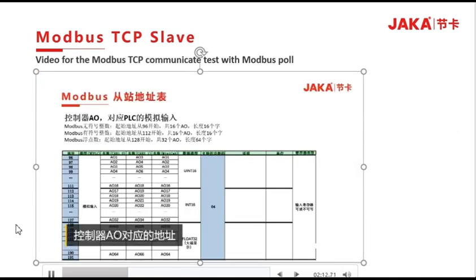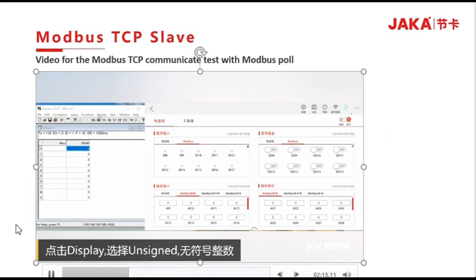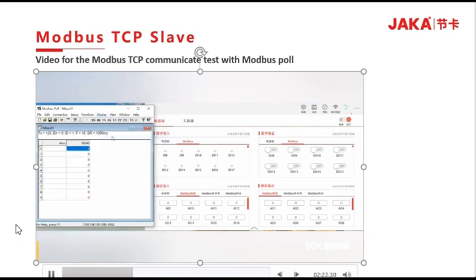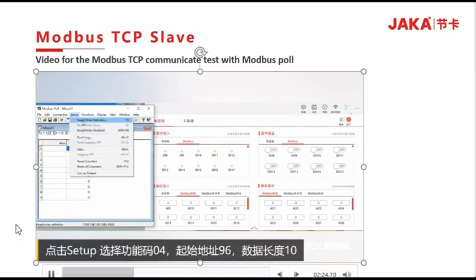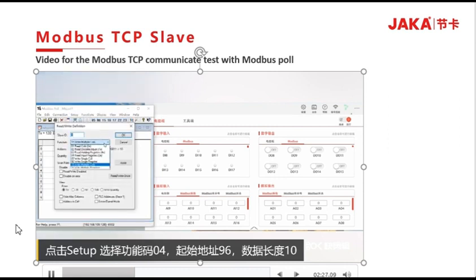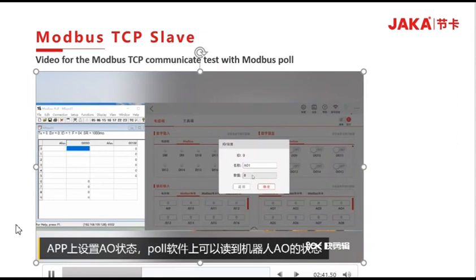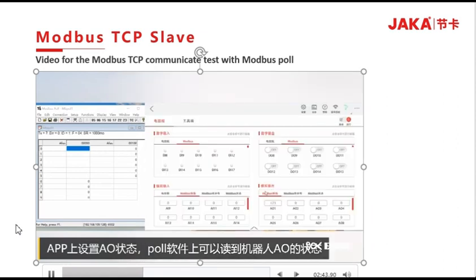Then for the Modbus controller integer, click Display. Select Unsigned Integer. Click Setup. Select the function code as 04 and starting address as 96 and data length as 10. Then you can finish and click Apply. The AO status in the software, we could read the AO status from the app.